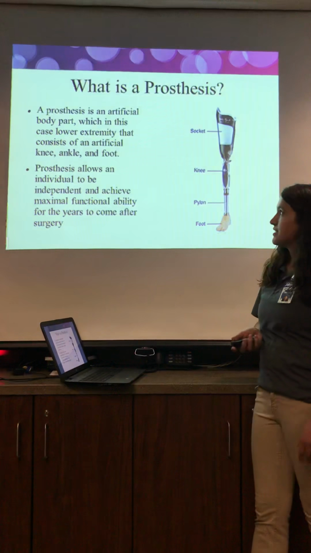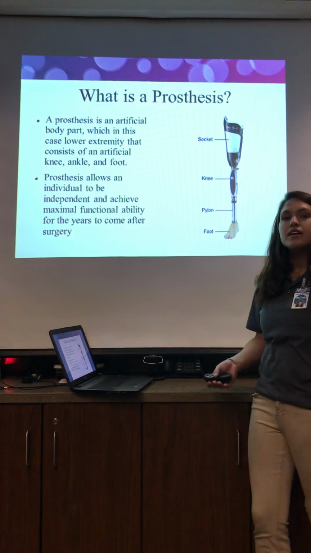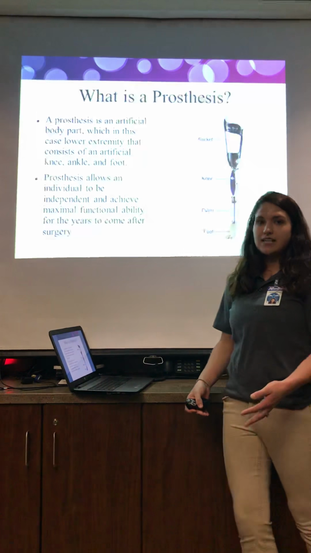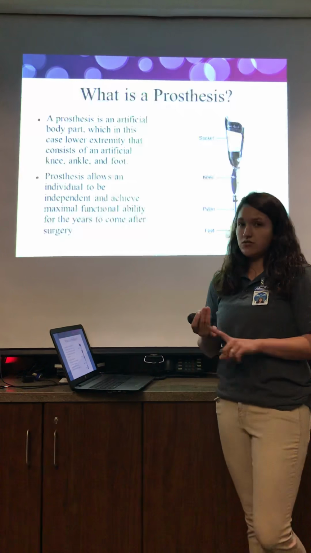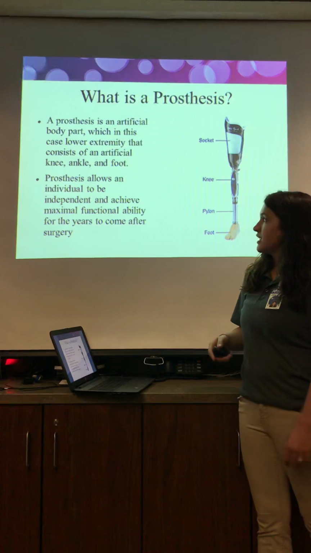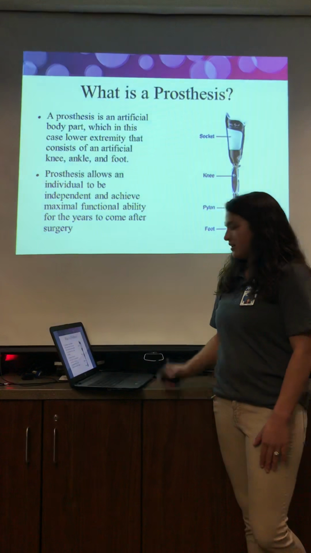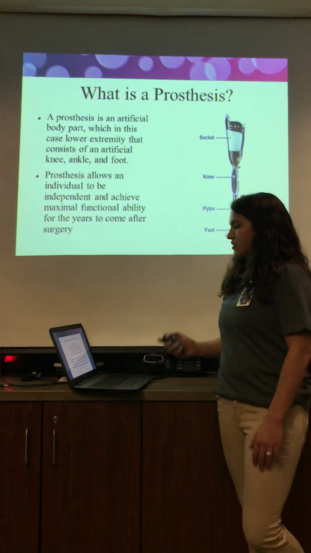So what is a prosthesis? A prosthesis is an artificial body part. In this case, it's the artificial lower extremity, and since it's above the knee, it's going to have an artificial knee, ankle, and foot component. This allows an individual to be independent and achieve maximal functional ability for the years to come after surgery.